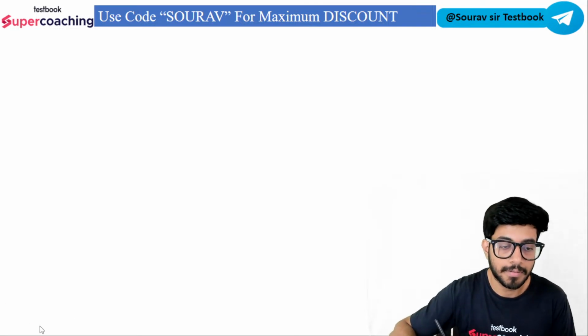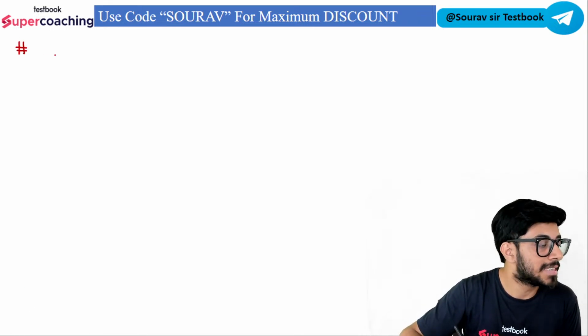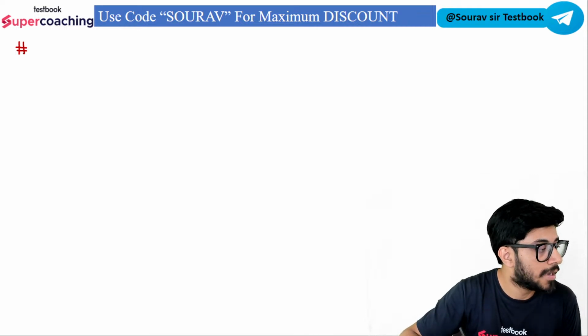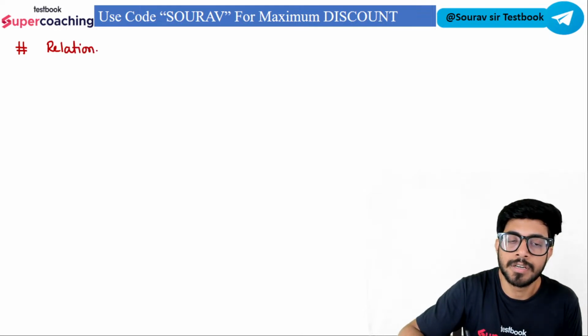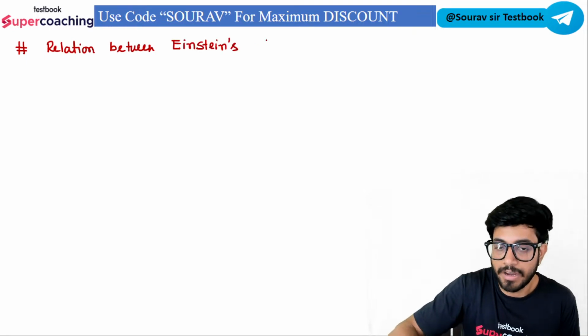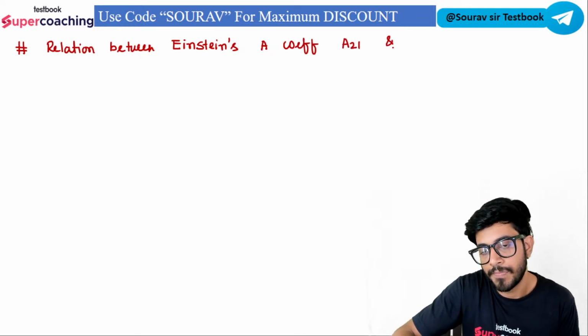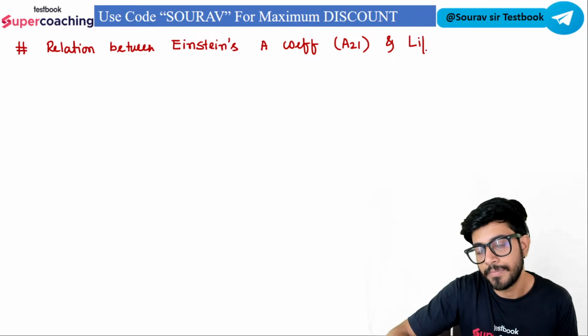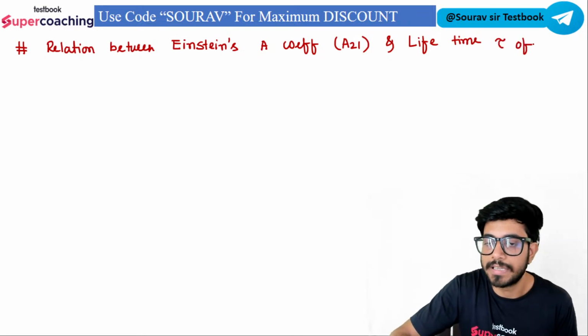That theory is the relation between Einstein's A coefficient, that is A21, and the lifetime tau of the excited state.